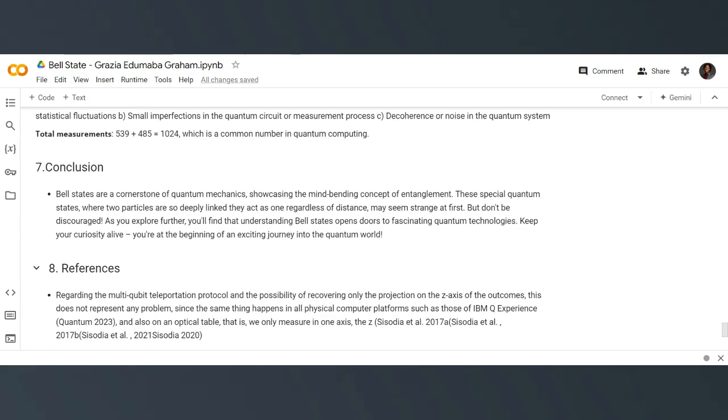Bell states are a cornerstone of quantum mechanics, showcasing the mind-bending concept of entanglement. These special quantum states, made of particles, are so deeply linked that they act as one regardless of distance. It may seem strange at first, but don't be discouraged. As you explore further, you will find that understanding Bell states opens doors to fascinating quantum technologies. Keep your curiosity alive, and you are at the beginning of an exciting journey into the quantum world.